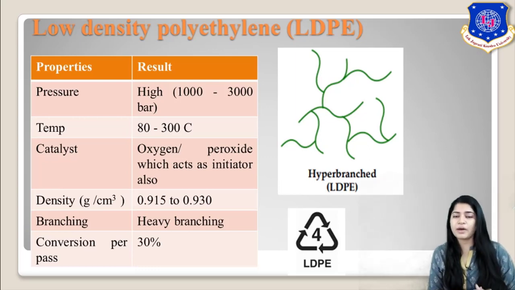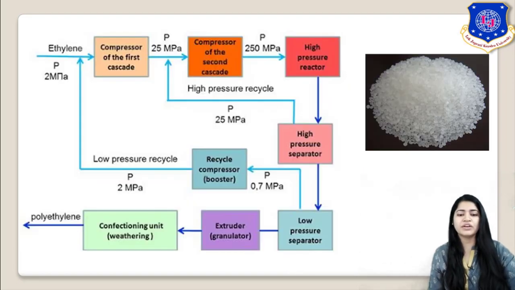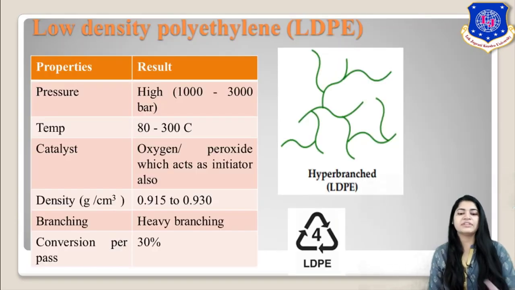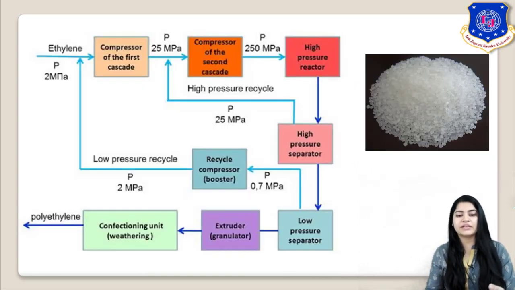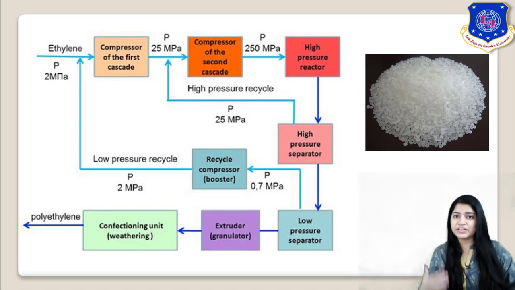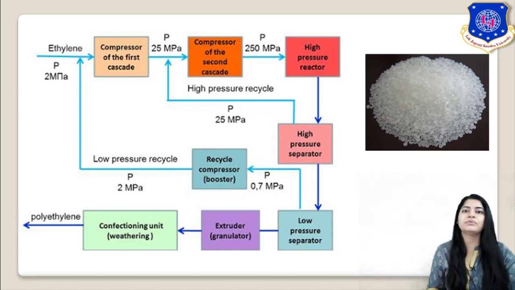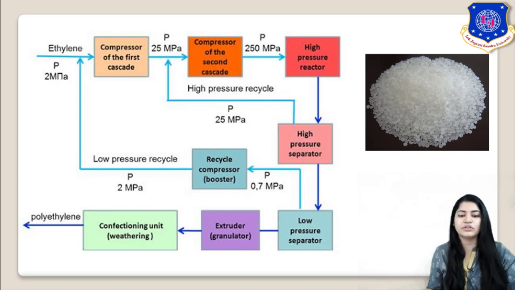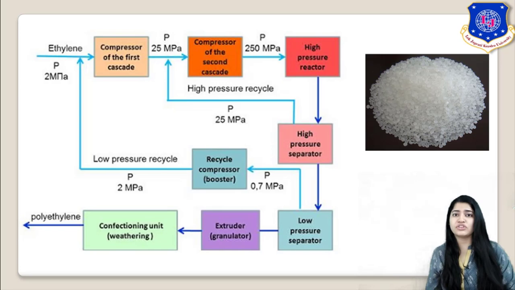So these are certain properties of LDPE and its manufacturing process. Now here you can see the manufacturing process. First of all, the monomer is ethylene. In the first compression you are increasing the pressure up to 25 megapascal. Here I have described it in bar, but you can also represent it in megapascal. Suppose here we are taking 25 megapascal. The second stage compressor further increases the pressure up to 250 megapascal.